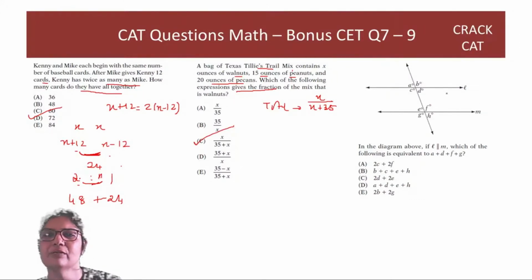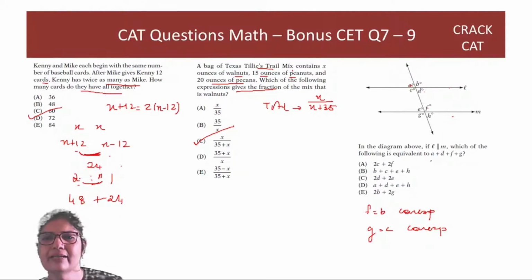In the diagram above, L and M are parallel. Which of the following is equivalent to A plus D and F plus G? So F is the same as B because of corresponding angles, and G is the same as C because again corresponding angles.